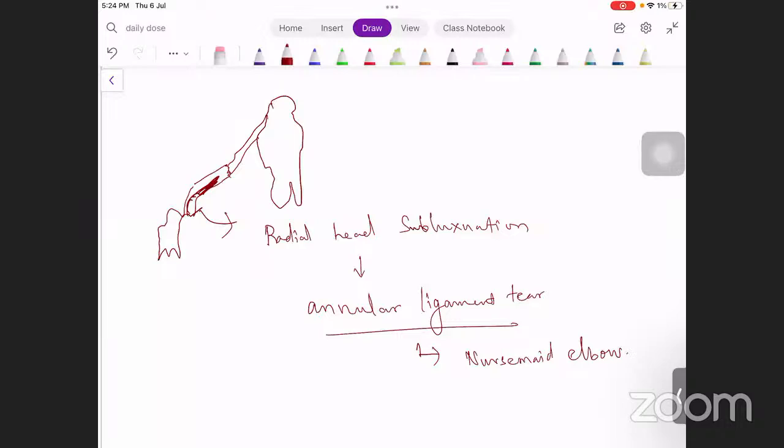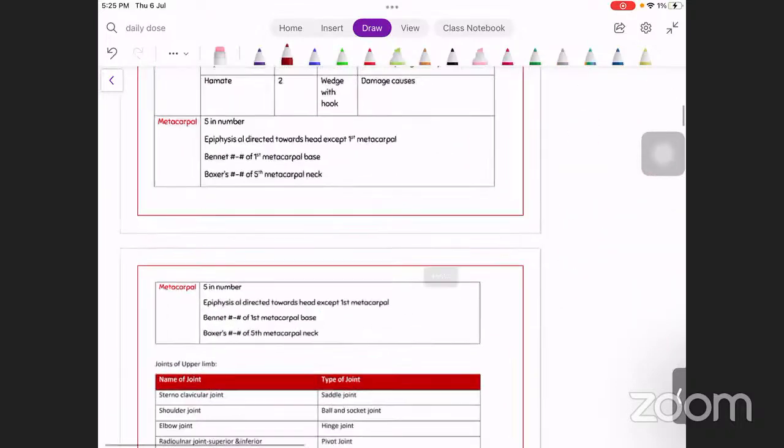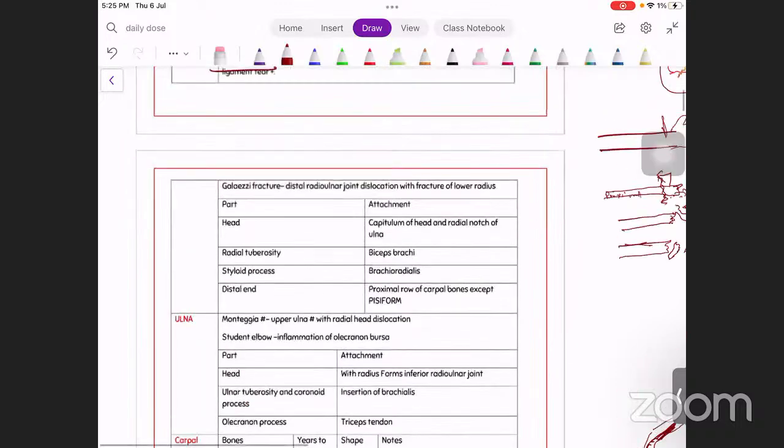And apart from that, you have the Galeazzi fracture. Speaking about the Galeazzi fracture, you have a distal radioulnar joint dislocation with the fracture of your lower radius, which we have in our text. So Galeazzi fracture is a distal radioulnar joint dislocation with the fracture of your lower radius.